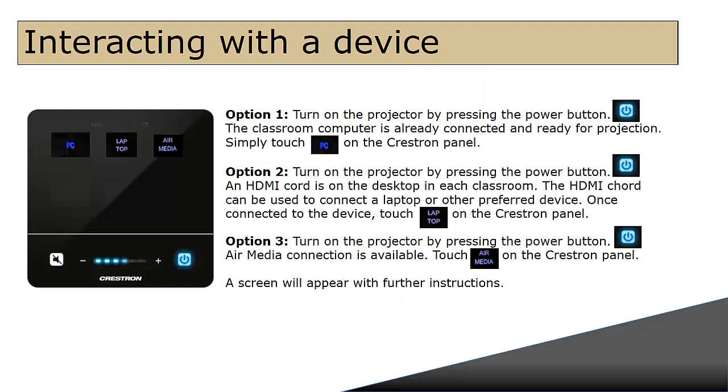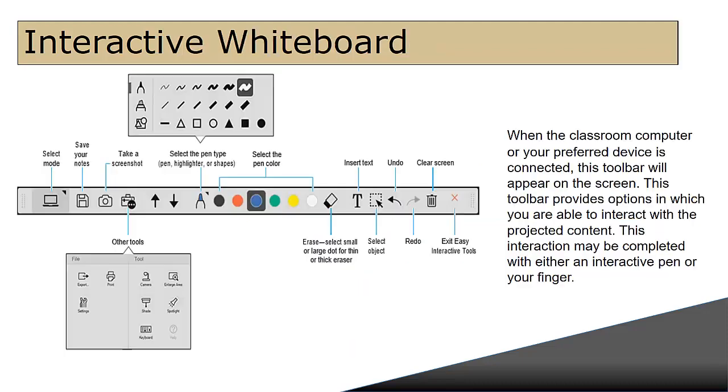Let's review the projection options when interacting with the device. The first step for each option is turning on the projector. Remember, the power button is in the lower right corner of the Crestron wall panel. Once powered on, you are able to display content via the classroom computer by selecting the PC input, your preferred device via HDMI cord and selecting the laptop input, or via AirMedia, allowing you to wirelessly connect by selecting the AirMedia input and following the prompts.